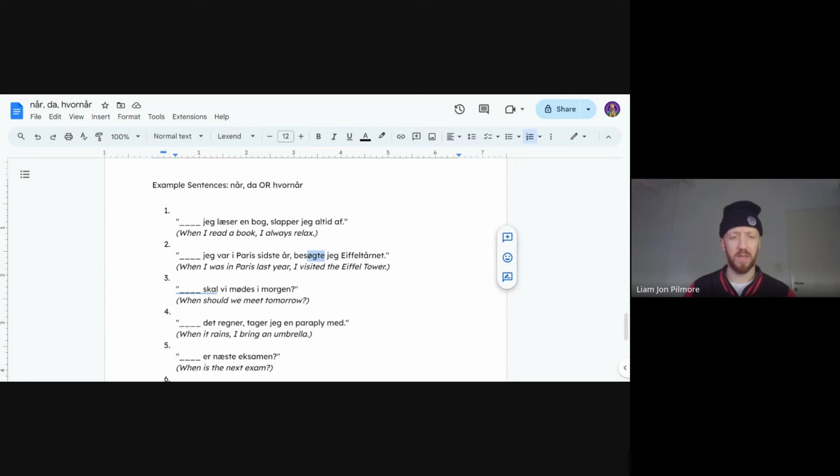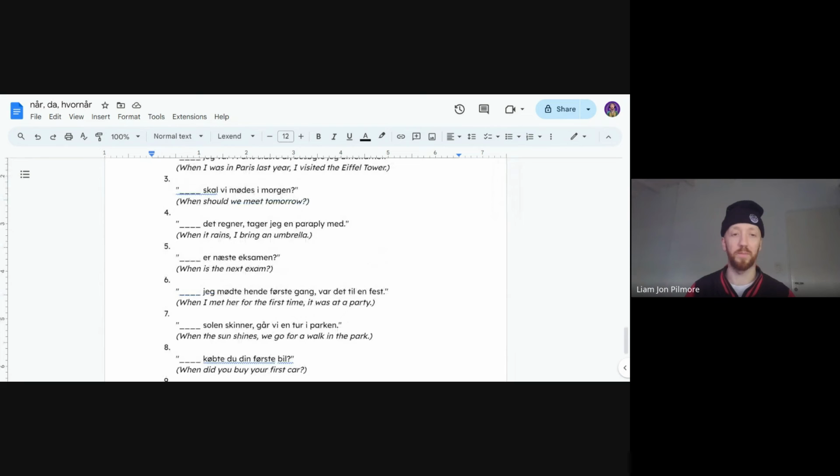Når, da, hvornår skal vi mødes i morgen? It's a question. Easy, right? Hvornår skal vi mødes i morgen? When are we going to meet tomorrow?